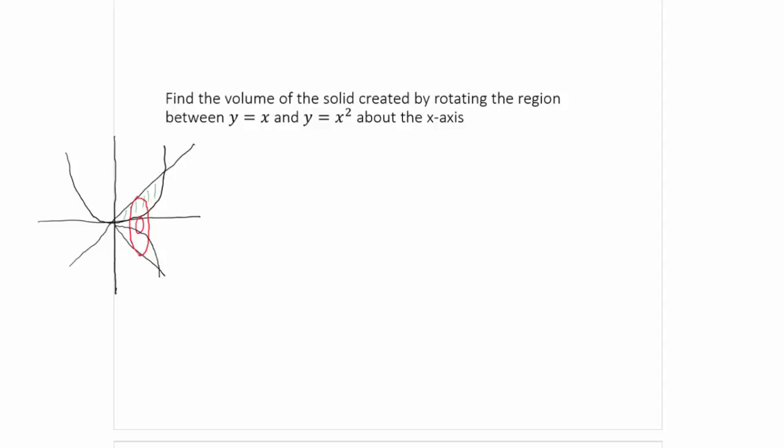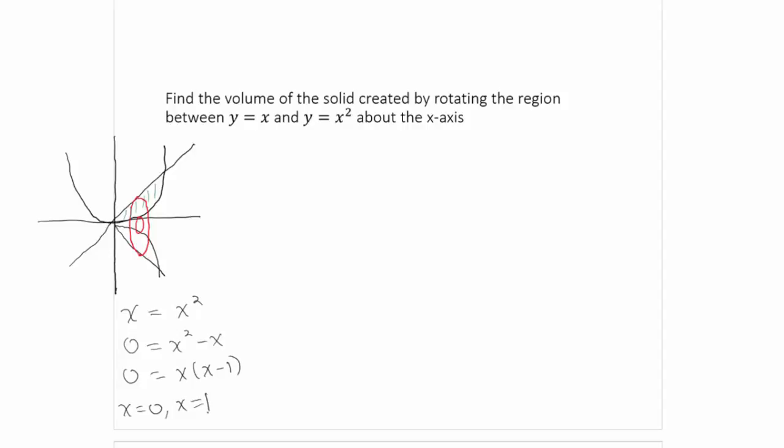But how about what are my limits? Where am I integrating from and to? So if I solve the system of equations, where is y equal x and y equals x squared? Where are they equal? Well, that would be where x is equal to x squared. And so then 0 would equal x squared minus x. And so 0 would equal x times x minus 1. And so x would equal 0 and x would equal 1. All right, so they intersect at x equals 0 and x equals 1.